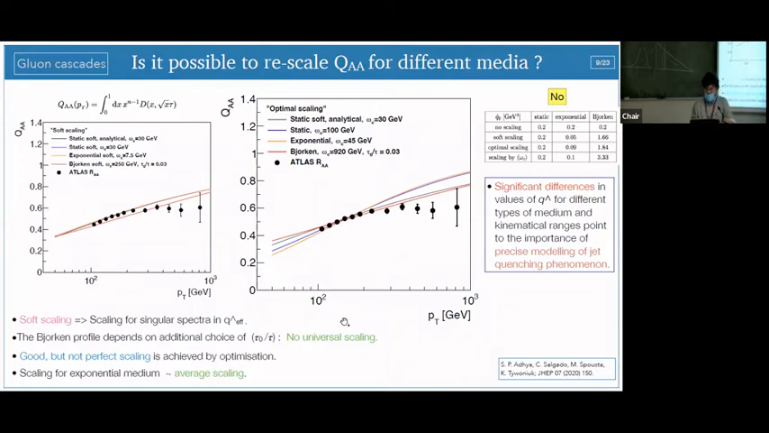This tells us that there is a significant difference between different kinds of medium profiles. So the jet particle is able to distinguish between different kinds of medium profiles, and we should take this into account in our calculations for the precise definition of the quenching parameters for jets inside the medium.